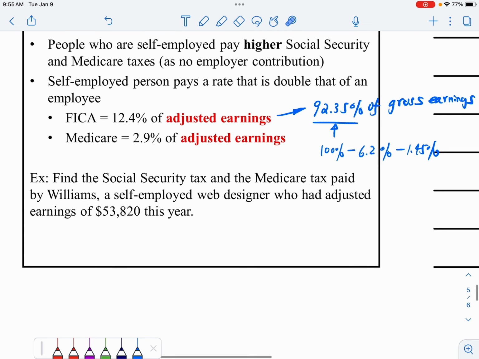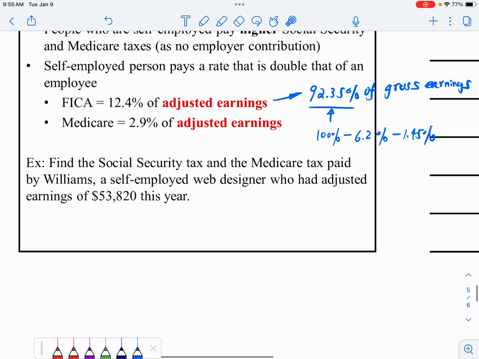Now, let's look at the first example. Find the Social Security tax and Medicare tax paid by Williams, a self-employed web designer who had adjusted earnings of $53,820 this year. So you really do not have to worry about how to find the adjusted earnings. Here, what I'm telling you is just FYI. In our book and homework, you will be given the adjusted earnings.